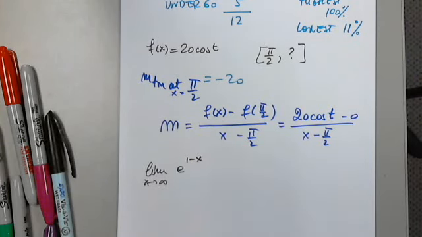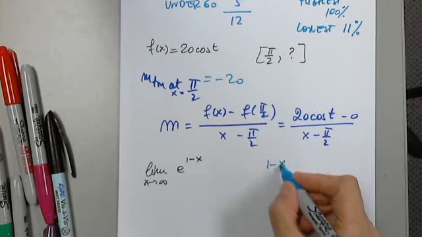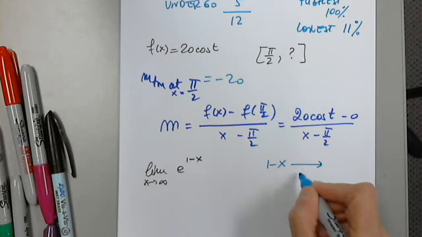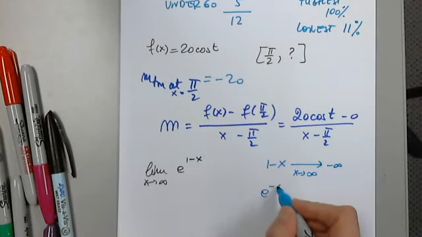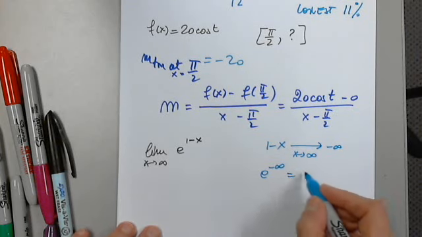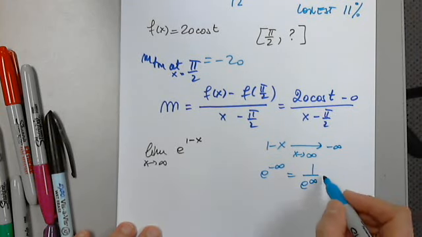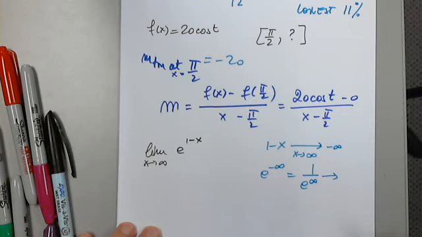So I have to determine this first, where 1 minus x goes as x approaches infinity. Where does it go? Negative infinity. Now I have to think about e to negative infinity, which I know is 1 over e to infinity. Where will this go? Is that okay? Yes.